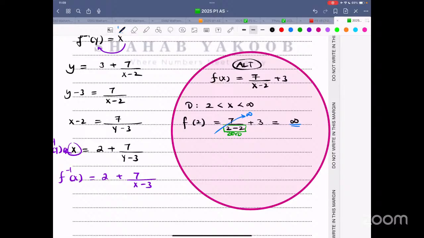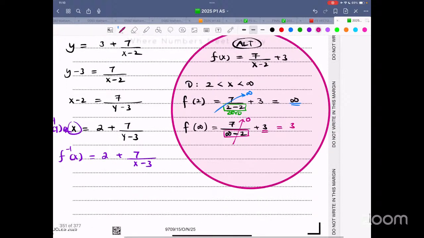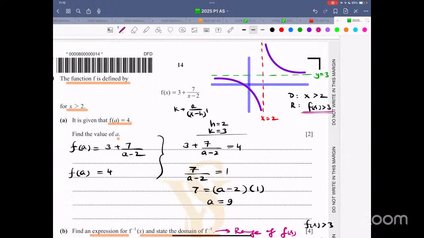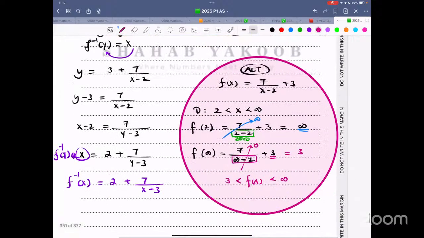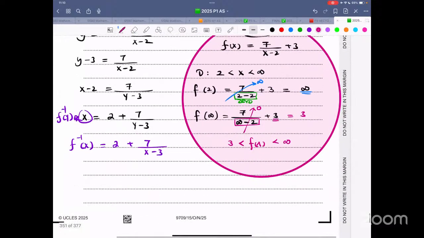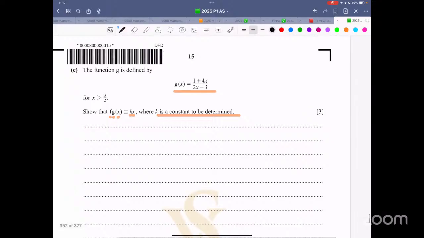If I plug in infinity over here, f of infinity, that is 7 over infinity minus 2, plus 3. So now infinity minus 2 is infinity. 7 over infinity is 0. I'm left with 3. So therefore, this comes out to be 3. So therefore, the range of this function lies between 3 and infinity, which is exactly the same thing as obtained over here. So yes, I can do it by calculation also. That is my way of doing things. Okay, so this thing is all done and dusted.